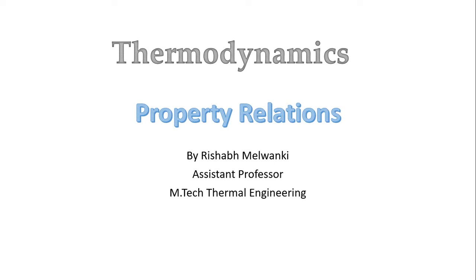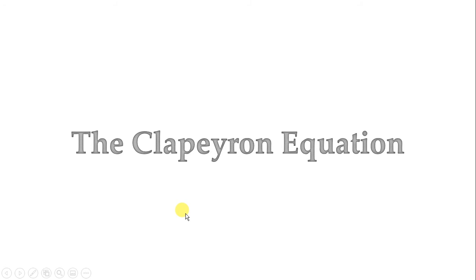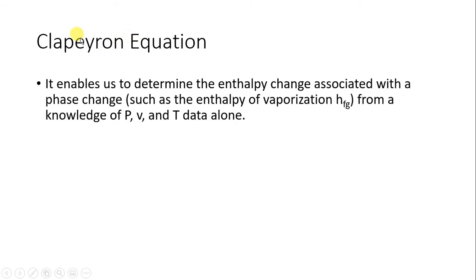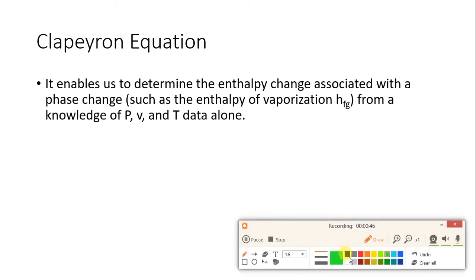Today we will see a few more derivations of property relations. So the first derivation is the Clapeyron equation. We'll first see what is the importance of this Clapeyron equation. The Clapeyron equation enables us to determine the enthalpy change associated with phase change. Let me give you an example regarding this.